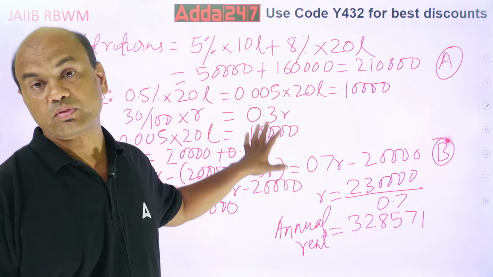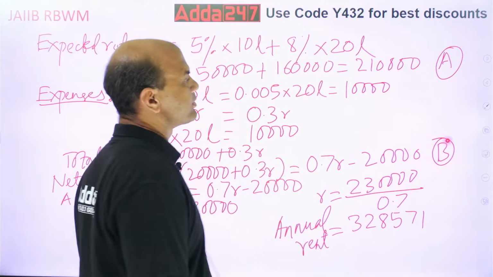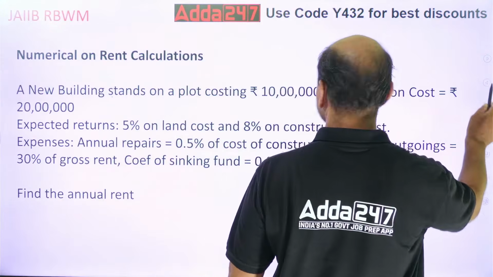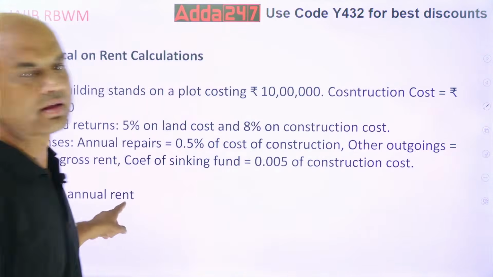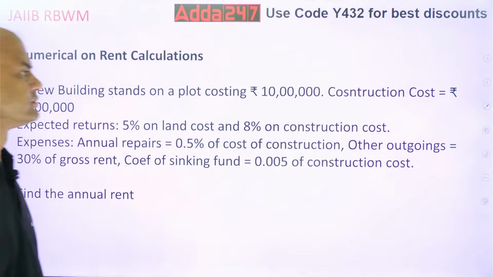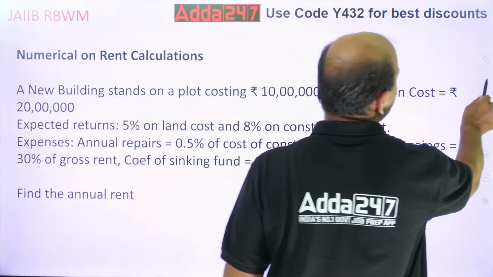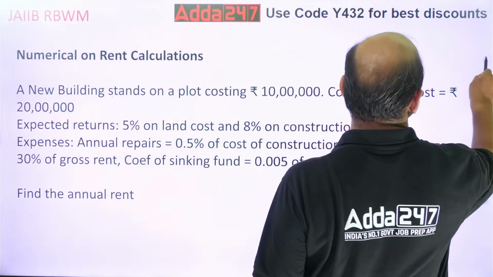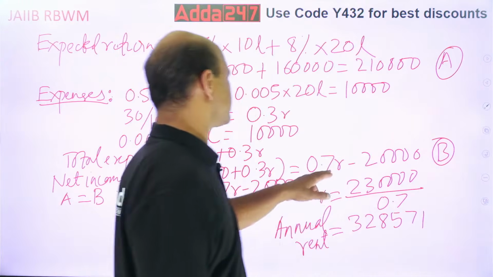And this is what is wanted. See what is required in the problem: find the annual rent. That is what is required. How did you get 0.7 over here? Check this. How did you get 0.7?